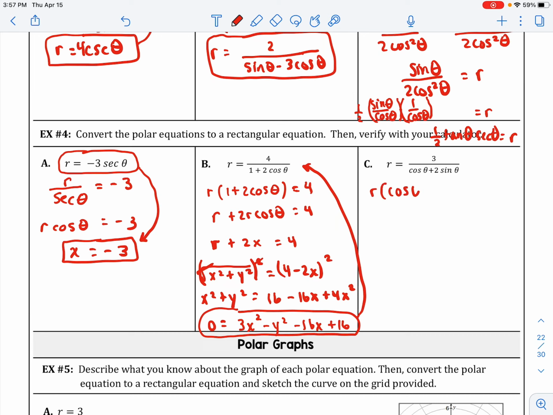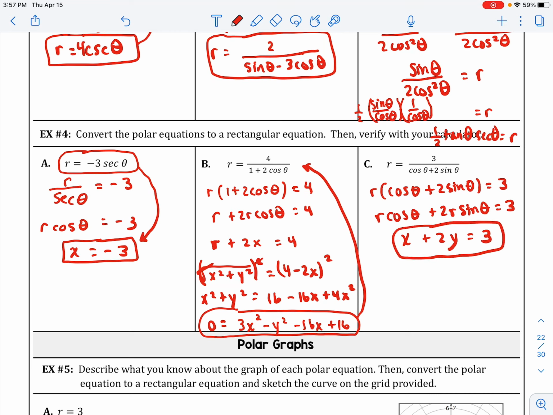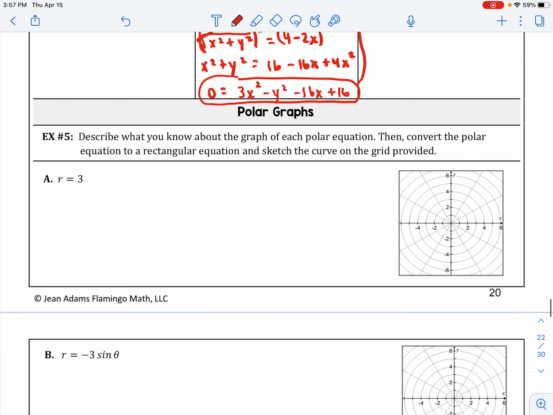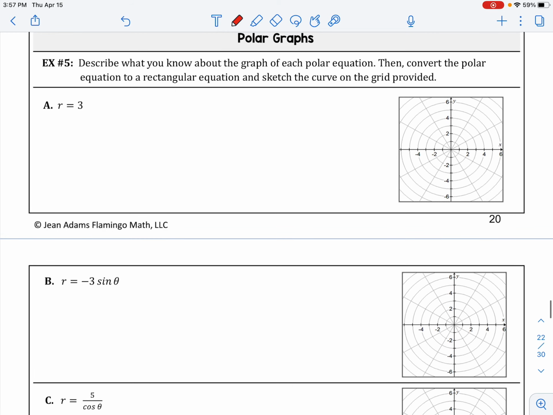All right, now part C. We're going to multiply by the denominator on both sides and distribute the r. r cosine theta is x, and r sine theta is y. So that gives us x plus 2y equals 3. If we solved that for y, it would be linear, so that would just be a line if we looked on our calculator.